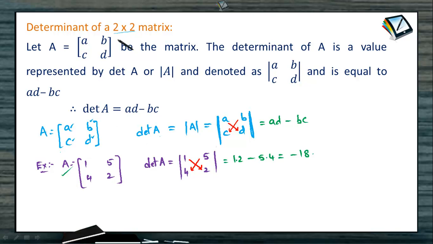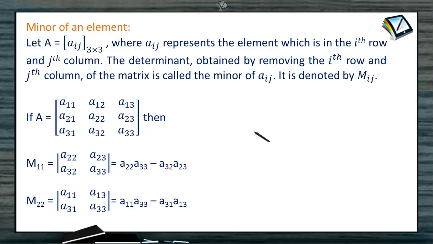Now using the determinant of a 2 by 2 matrix, we have a very important characterization of a higher order matrix, that is the minor of an element. If you have a matrix A which is of order 3 by 3 and the element a_ij represents the element in the ith row and the jth column, then the determinant obtained by removing the ith row and the jth column of the matrix is called the minor of the element a_ij.